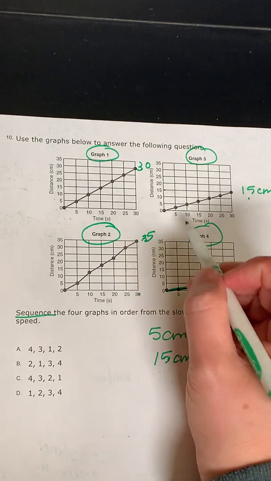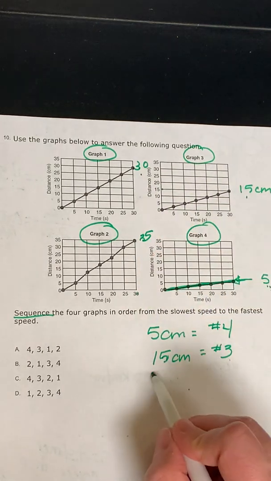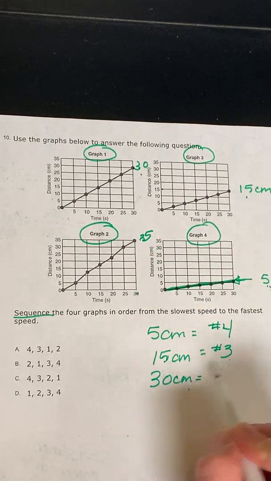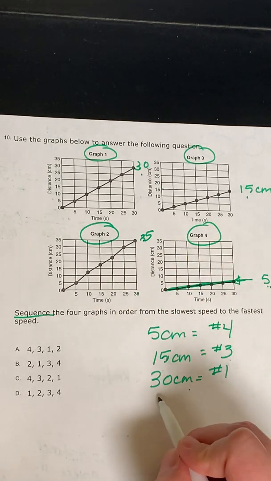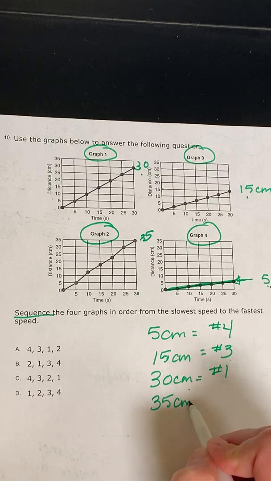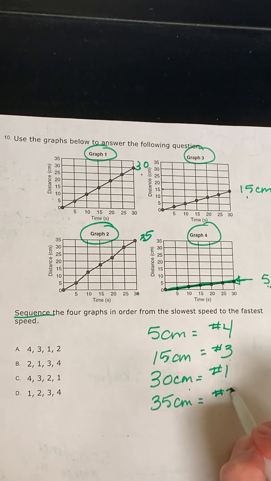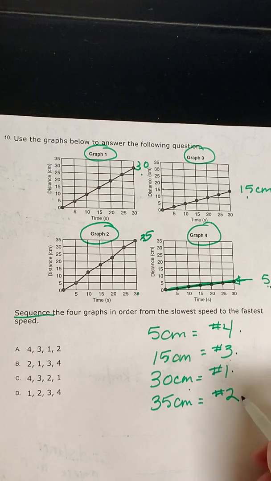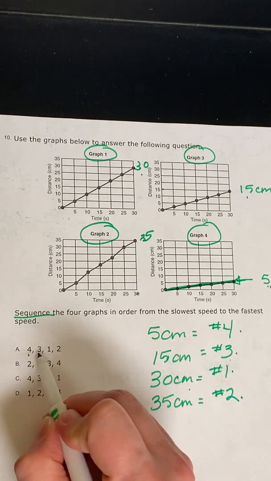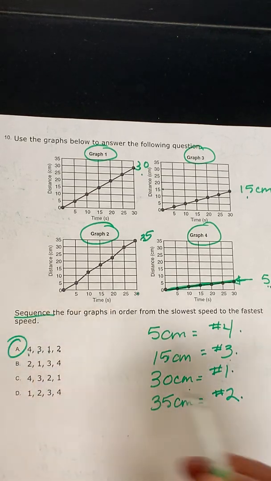My next slowest is 30 centimeters, which is number 1. And then my fastest graph is 35 centimeters, which is number 2. So my sequence is 4, 3, 1, 2. That's why A is the right answer.